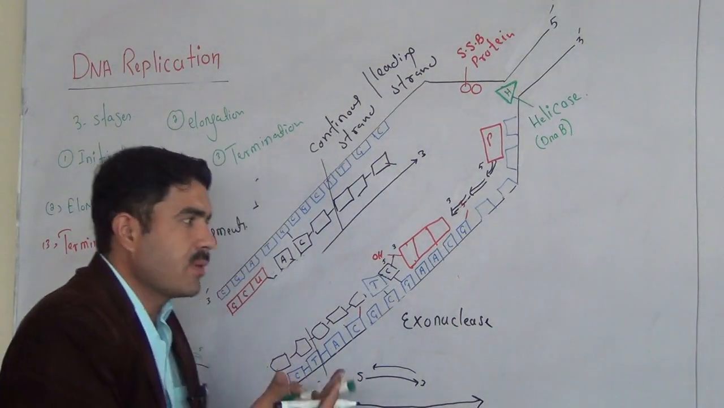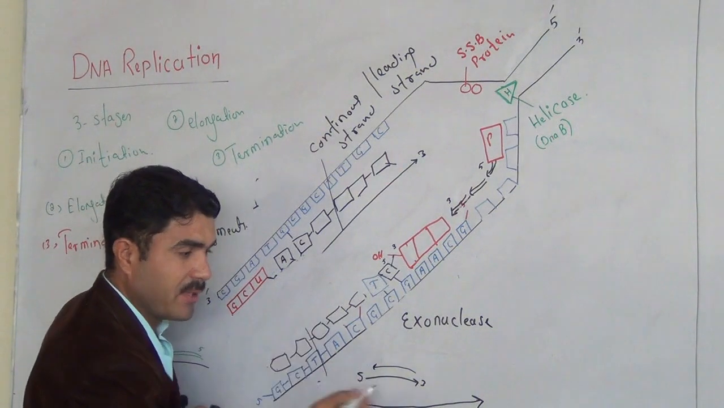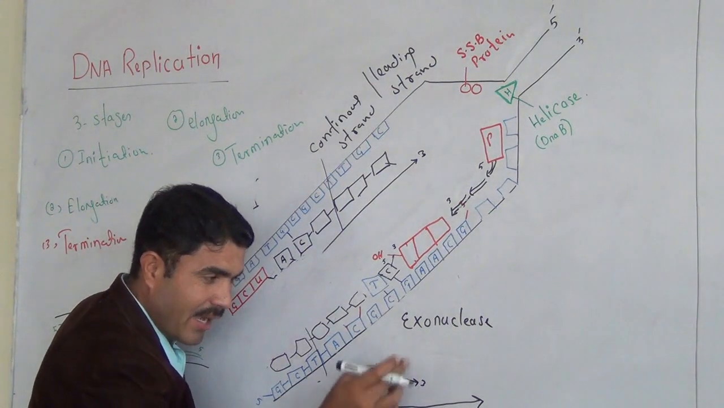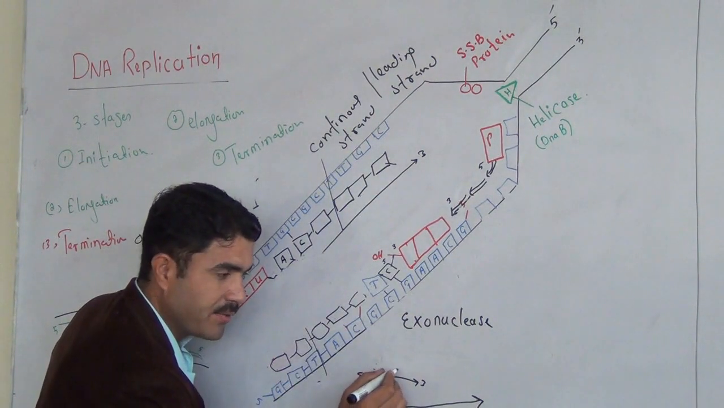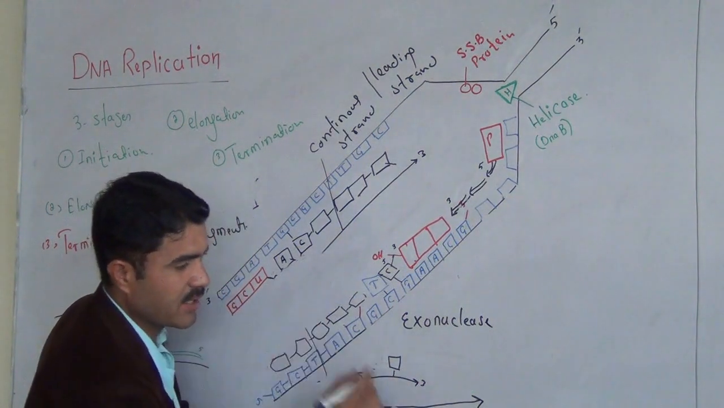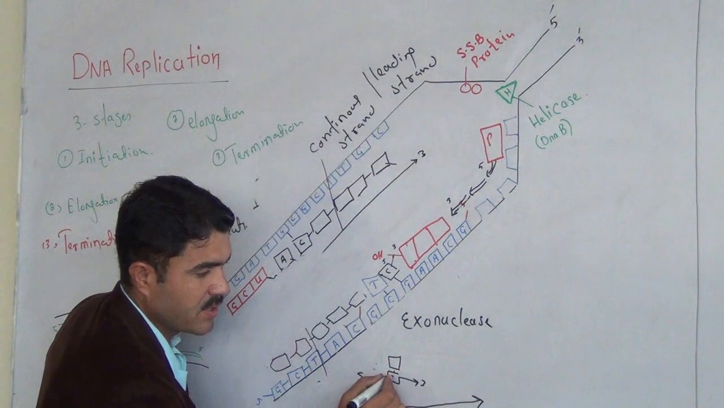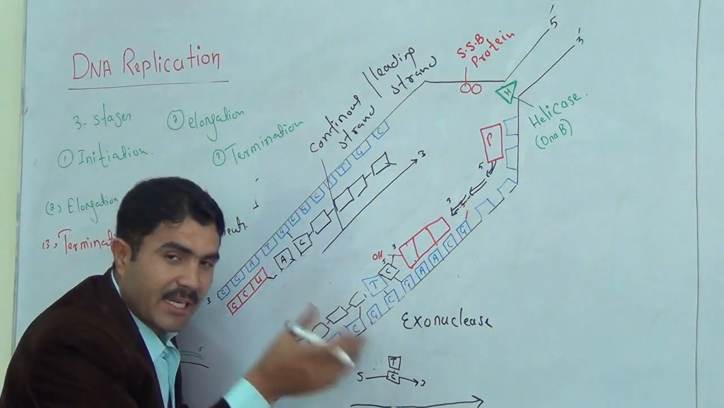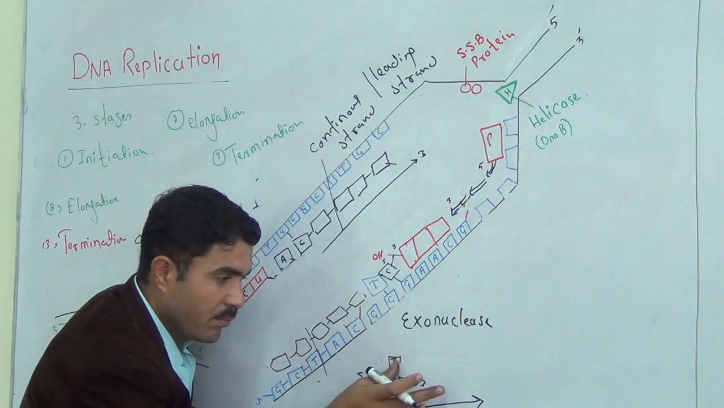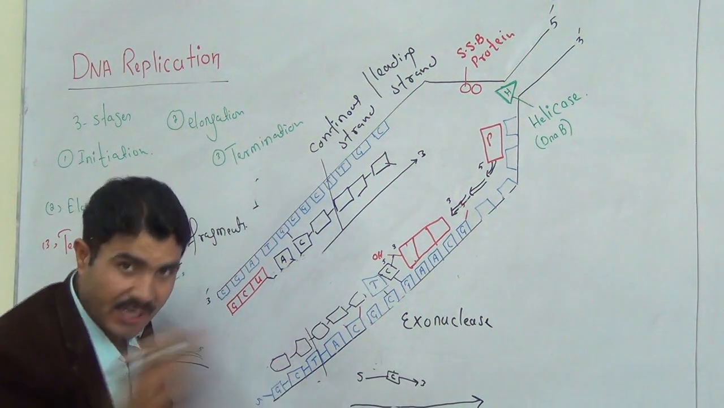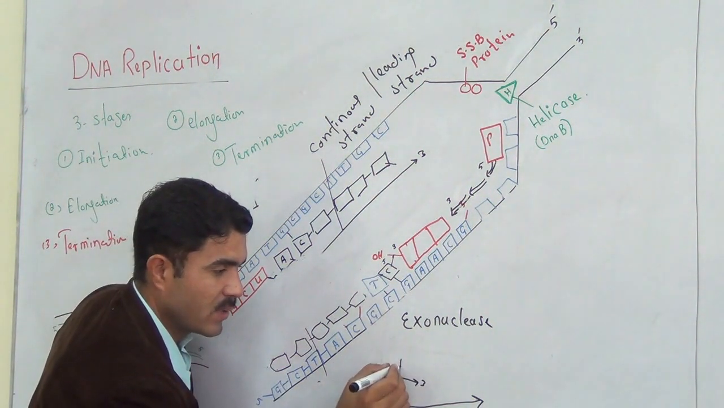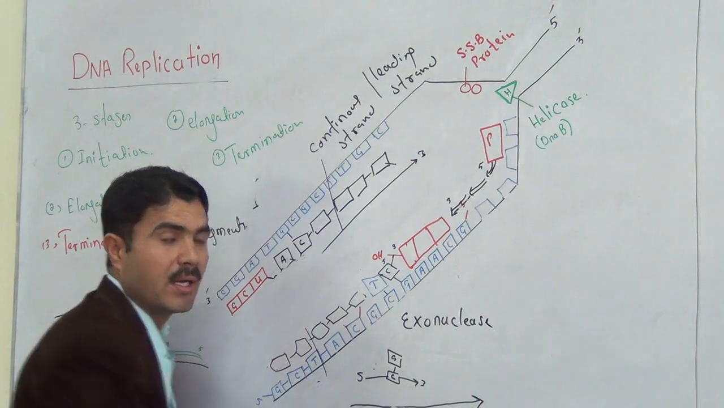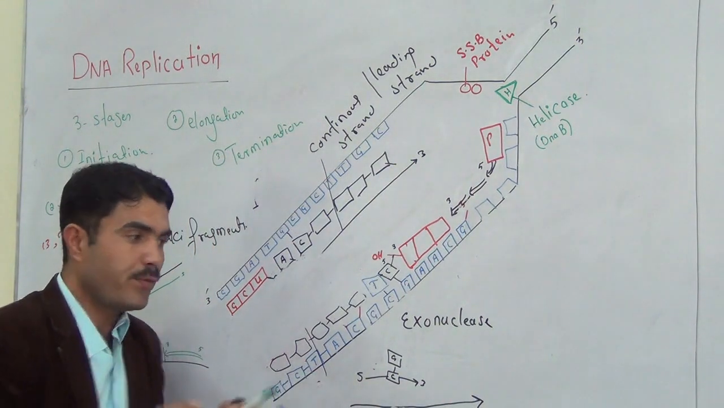When a mistake occurs, let's suppose a mistake comes here, what will happen? It will stop, and just lyse it, break it down. During breaking the wrong nucleotide, let's suppose what we discussed, in place of C here we got thymine. So the DNA polymerase 3 will remove this nucleotide, and in place of this it will put a guanine. Once it is okay, it will move forward. So this is called proofreading.